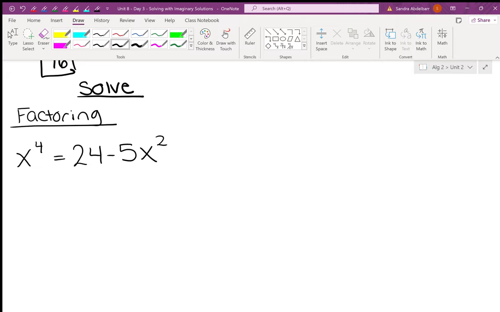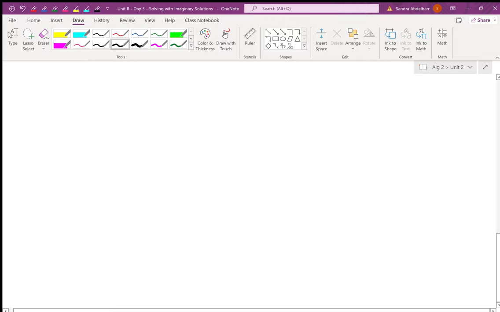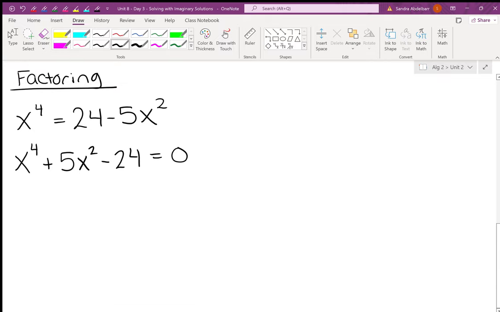In order to factor this, I need to set it equal to 0: x to the fourth plus 5x squared minus 24 equals 0. Can I use substitution if I wanted to make it a quadratic? Yeah, but do you think it's really necessary in a problem like this? I don't think so. Since we're multiplying to x to the fourth, we can do x squared and x squared. Now I need factors of negative 24 that add to a positive 5. What are we dealing with here? Ryan? You got it. Positive 8 and a negative 3.